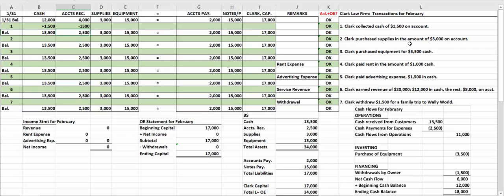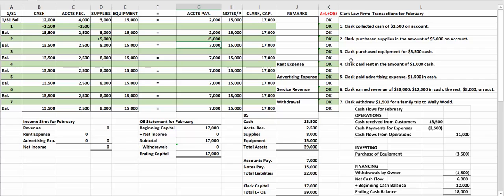Okay, so we're going to walk through these transactions quickly. Clark purchased supplies in the amount of $5,000 on account. So the supplies go up by $5,000. That's right here. And the accounts payable is also going to go up by $5,000. All right. If you take a look over here, I'm still in balance. I've got an OK under that A equals L plus OE.